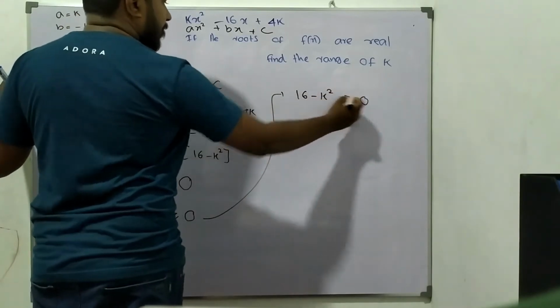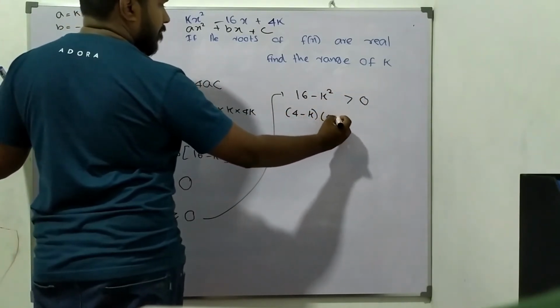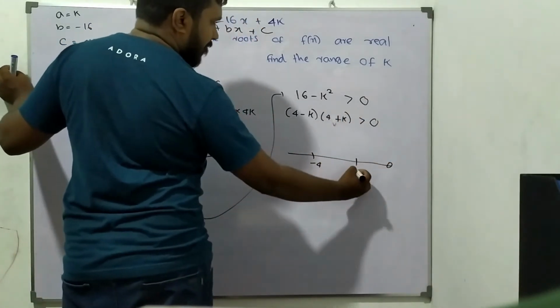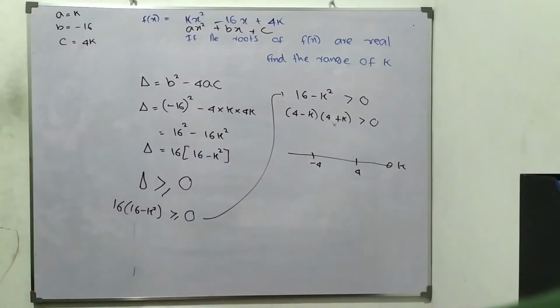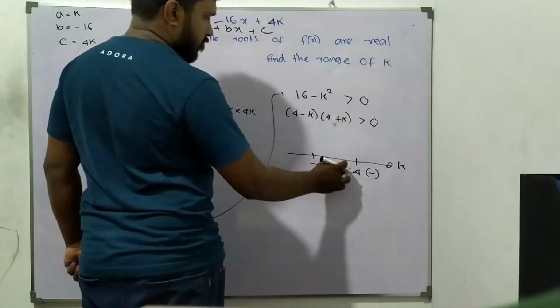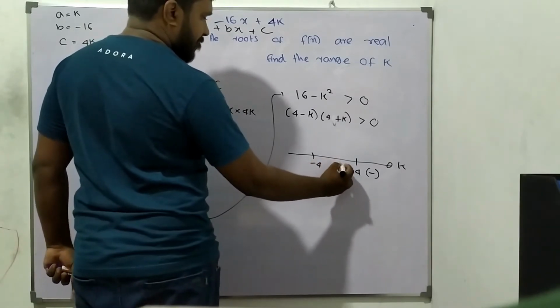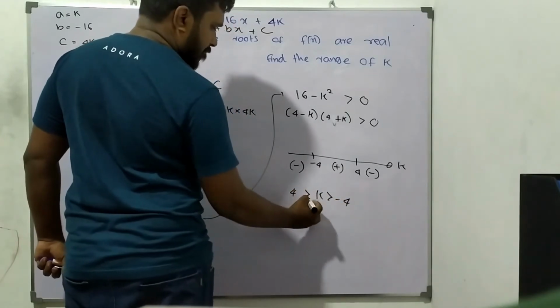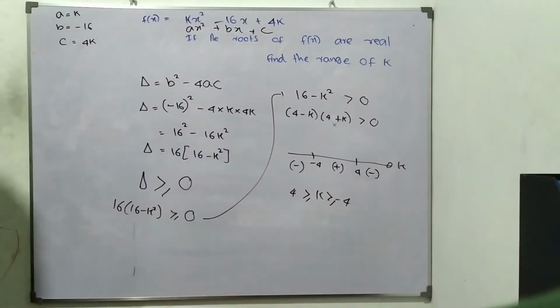So according to the inequality lesson, you have to check the sign of the discriminant. The critical values are minus 4 and plus 4, with the region in between. Substitute the values. If you put a value more than 4, it's negative. In between minus 4 and plus 4, it's positive. To be greater than or equal to 0, k should be in between minus 4 and plus 4, inclusive. This is the range of k.